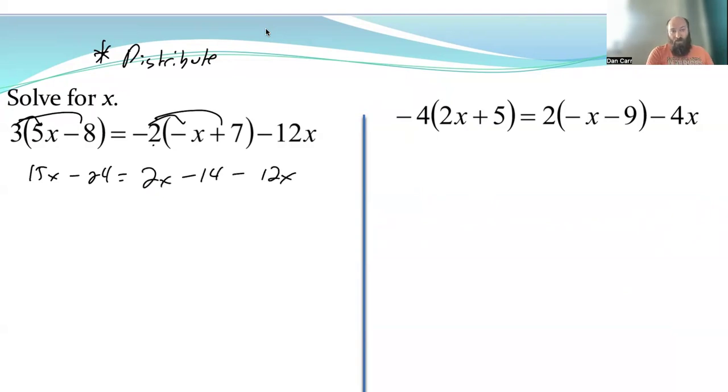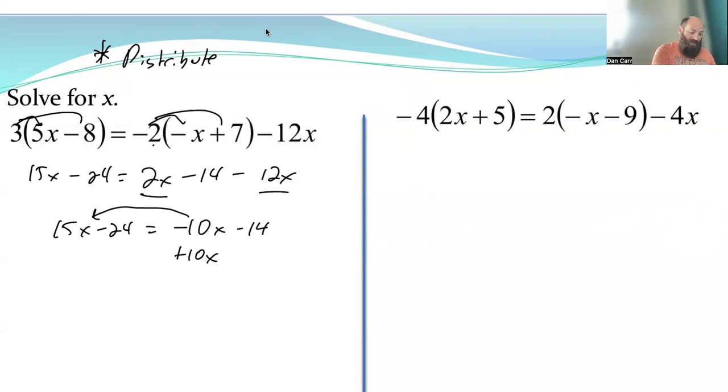So let's do the same thing as before. Now let's combine our like terms, like 2x and -12x. So if I do that, that's 15x minus 24 is equal to a -10x minus 14. From here, just like the previous example, we're going to combine here by bringing the -10x to the other side. So I can start by adding 10x over. So that's 25x minus 24 is equal to a -14.